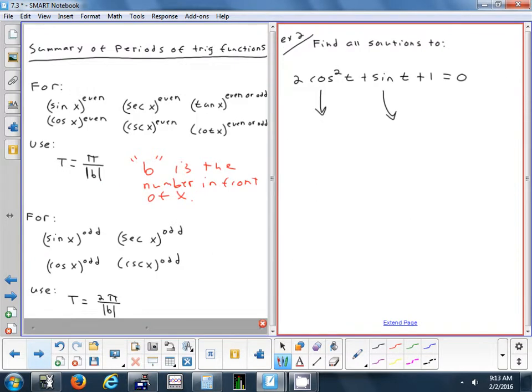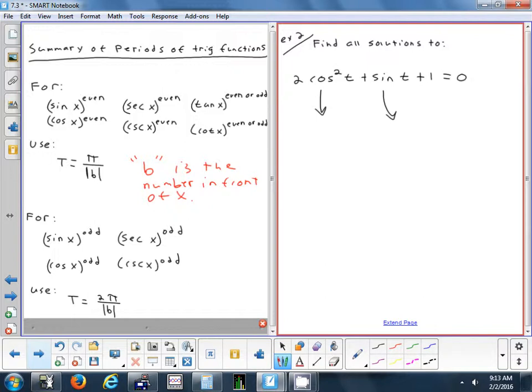All right, so the reason we need to figure out what the period is of each term is because that's going to tell me what to set my window to. If I can figure out the period of this problem, that's basically going to tell me where my x min and where my x max should be, and then I'll graph from there. So let's start with the first term.